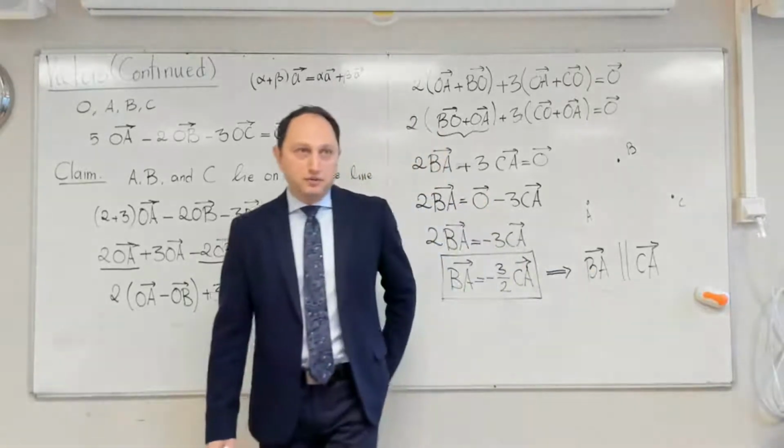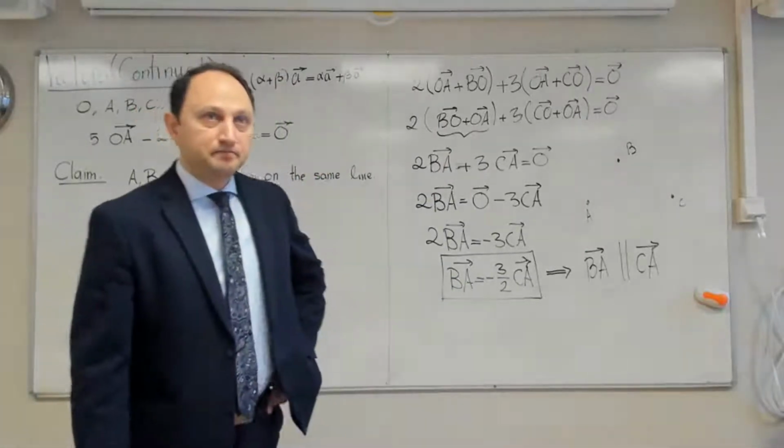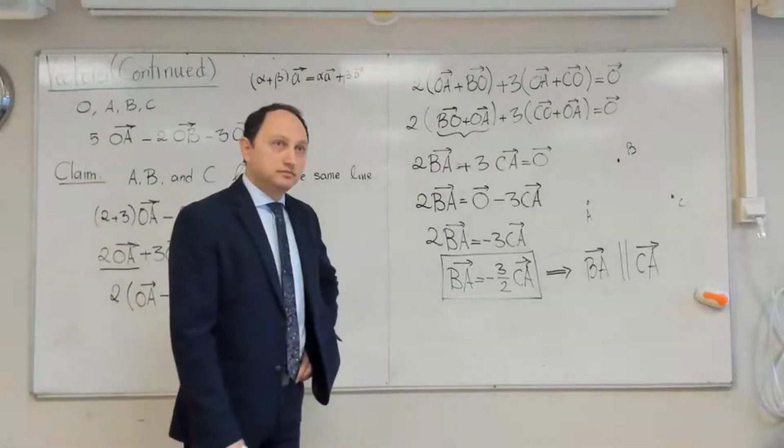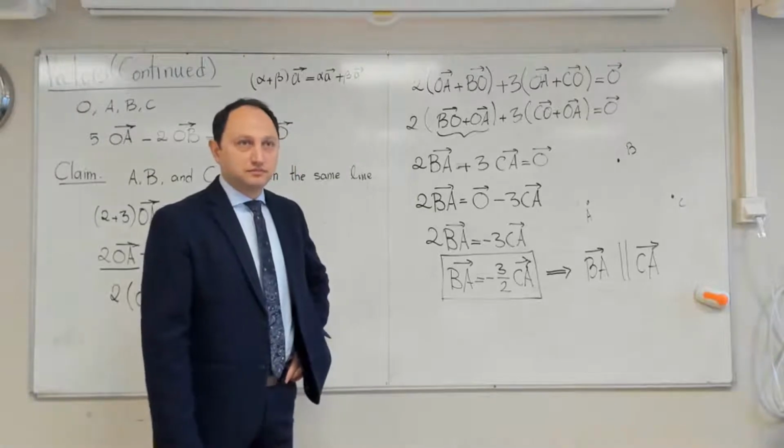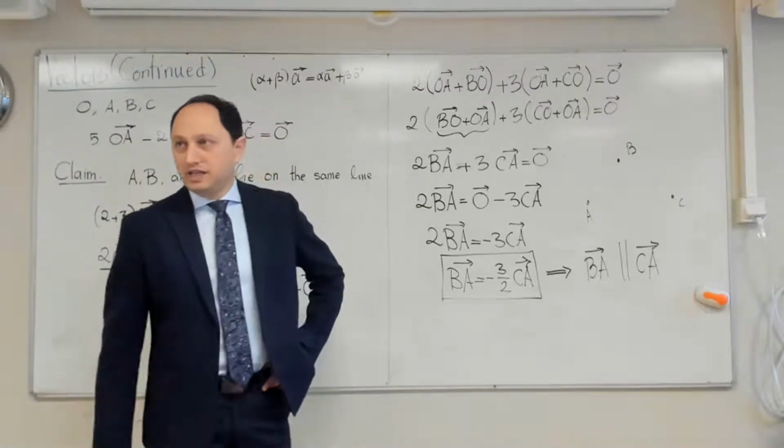Now, Cameron, you wanted to complete it? Both vectors include A. If they're parallel, that means they both lie on the same line. So that is very crucial now.